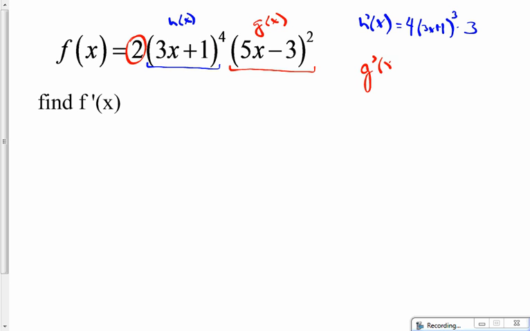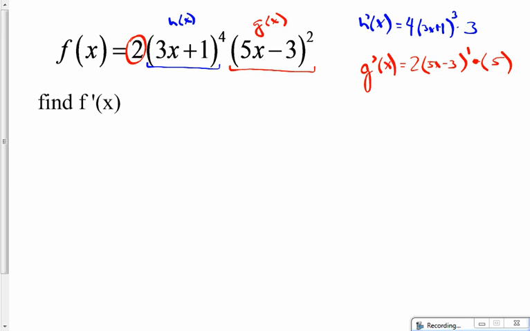Same idea. g prime is what? 2 quantity to the first, right? Do I need to write to the first? Probably not. What goes on the inside? The unchanged Tootsie Roll Center, right? Tootsie Roll Center was 5x minus 3. And I multiply by the derivative of the Tootsie Roll Center. That's 5. That's a multiply right there, guys. Sorry, it kind of looks like a subtract. Good? Now, the good news is you don't have to do a whole lot of simplifying.